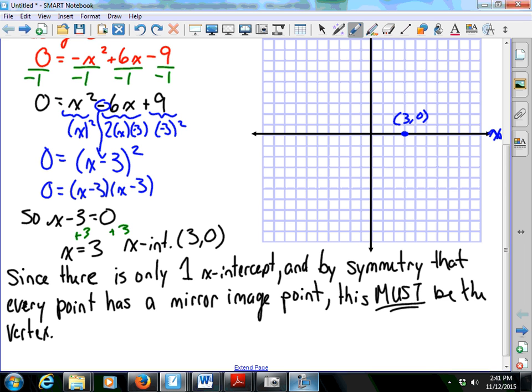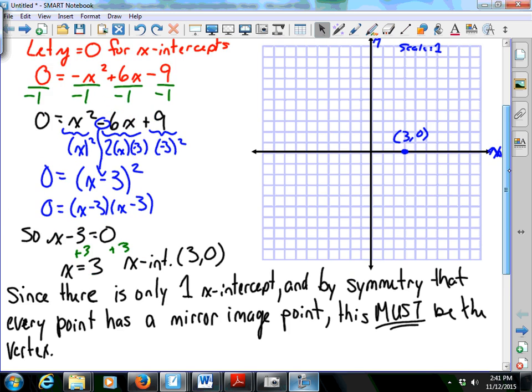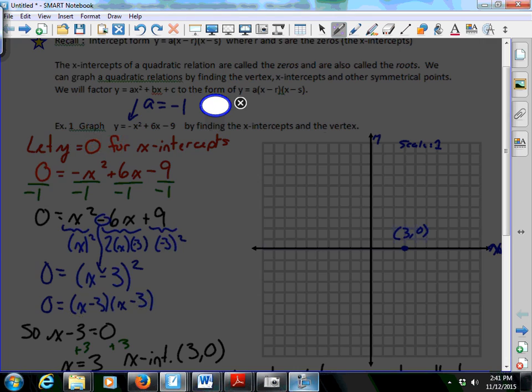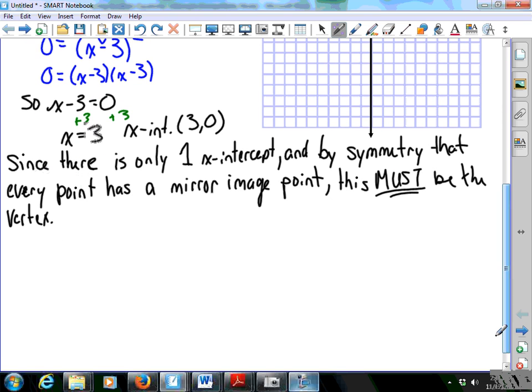So now I need to start using my knowledge about quadratics to my advantage here. In this case, if I look at my original equation up here, negative x squared plus 6x minus 9, my a value right here is negative 1. So if I have a negative a value, that means I'm sad. If I'm sad and I'm negative, that means my parabola is going to open downwards.